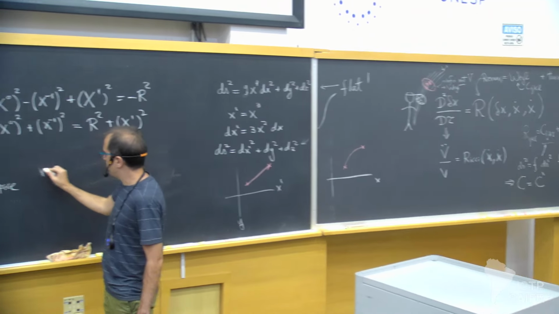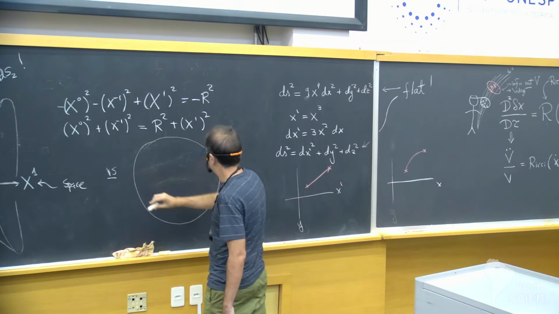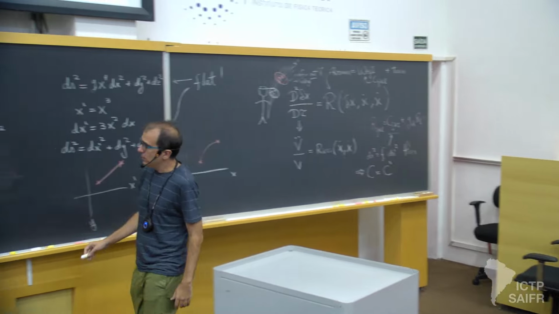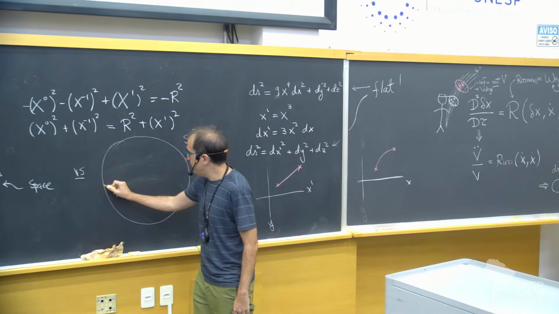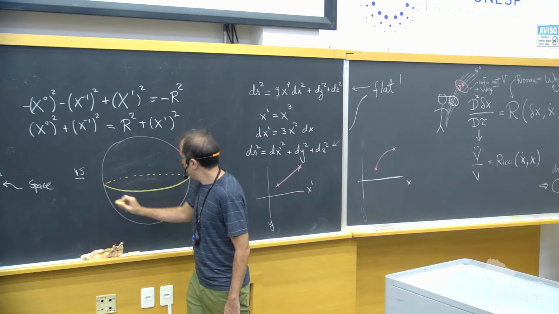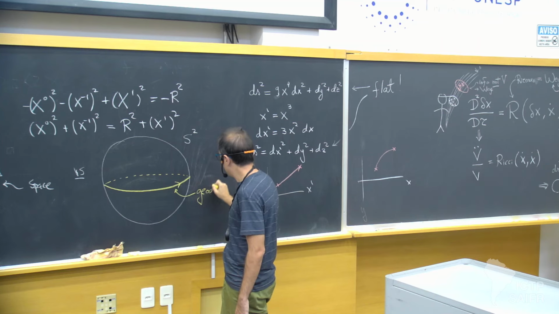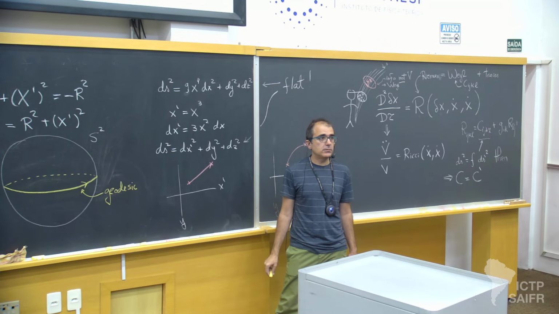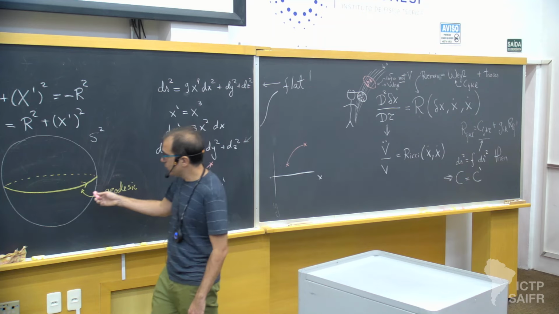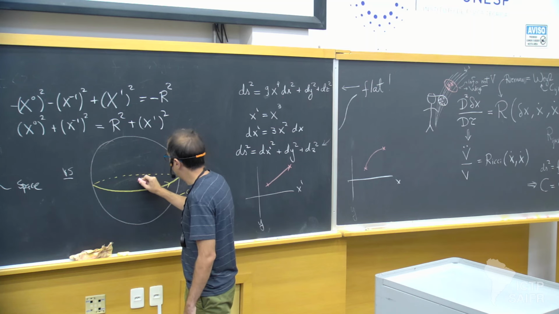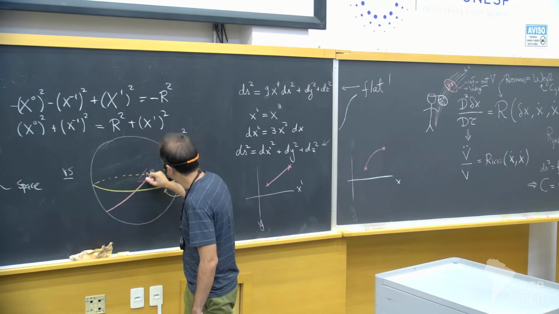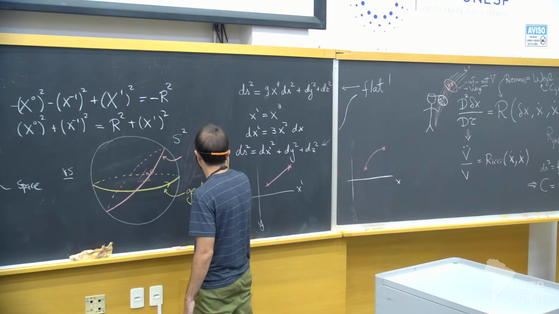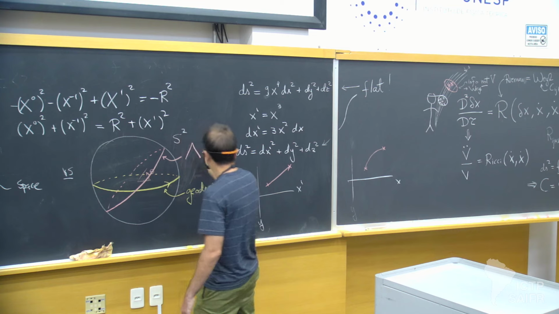Of course, by comparison, we can put here a sphere, which is S2. Now, a geodesic on the sphere are equators. So this here is a geodesic. How do I get another geodesic? You can rotate. So other geodesics can be obtained from this one by rotating. If I rotate this by some angle theta, I get another geodesic. And this geodesic is obtained by taking the yellow geodesic and applying to it some rotation matrix.